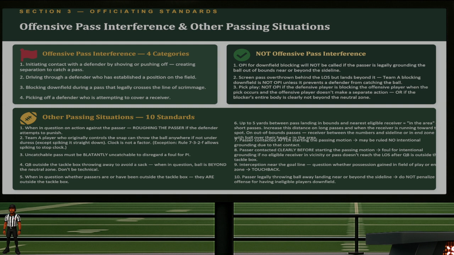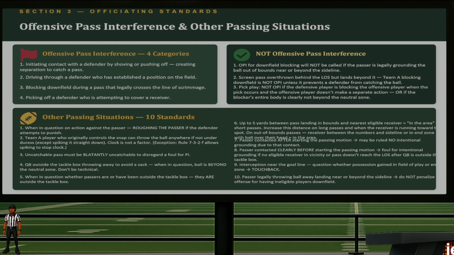10 standards. Standard 1. When in question on action against the passer, it is roughing the passer if the defender attempts to punish. Standard 2. The Team A player who originally controls the snap can throw the ball anywhere if they are not under duress, except spiking the ball straight down. The clock is not a factor. Exception. Rule 732F allows the passer to spike the ball to stop the clock.